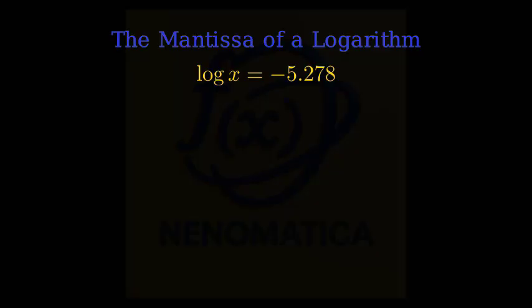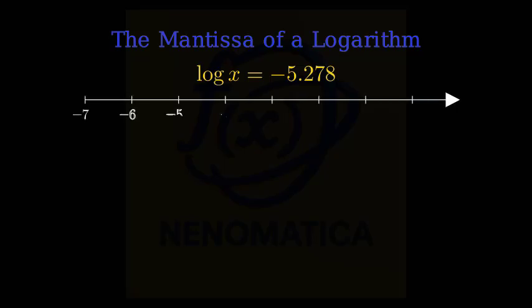In this lesson, we will find the characteristic and mantissa of a negative common logarithm following the exact 4-step algorithm shown here. The problem is log of x equals negative 5.278. We'll rewrite it step by step so the mantissa becomes positive while keeping the value the same. Before we compute, a quick picture helps.